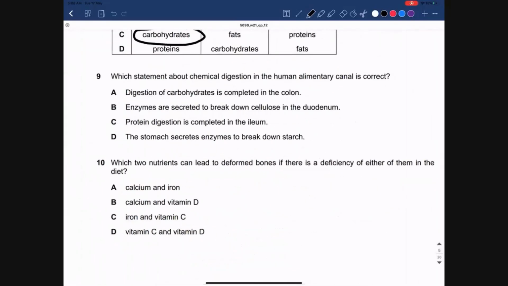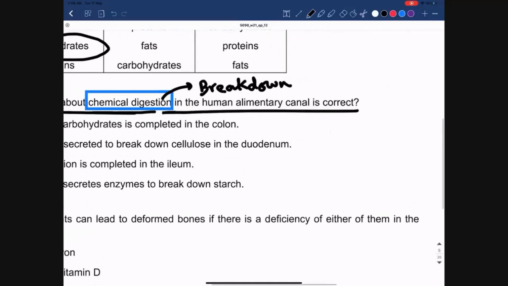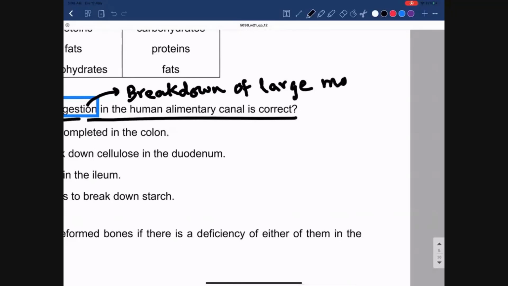Let's move on to MCQ number 9. Which statement about chemical digestion in the human alimentary canal is correct? So guys, for chemical digestion, what you need to know is that chemical digestion is the breakdown of large molecules into small molecules. Remember, this is chemical digestion and not physical or mechanical. It involves the breakdown of large molecules into small molecules by enzyme action.